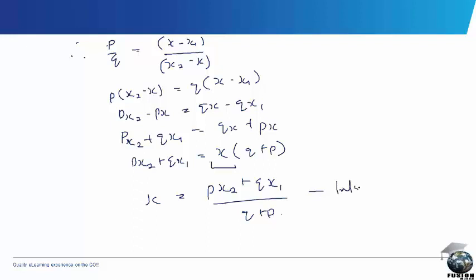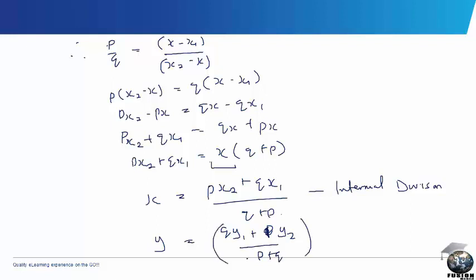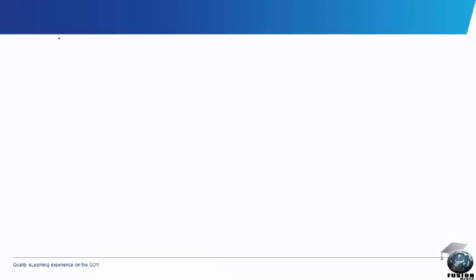Okay, if we carry out similar workings for the y-axis, we will still have q of y1 plus, rather, p of y2 all over p plus q. Okay, all right. So we will have to apply this using this example.